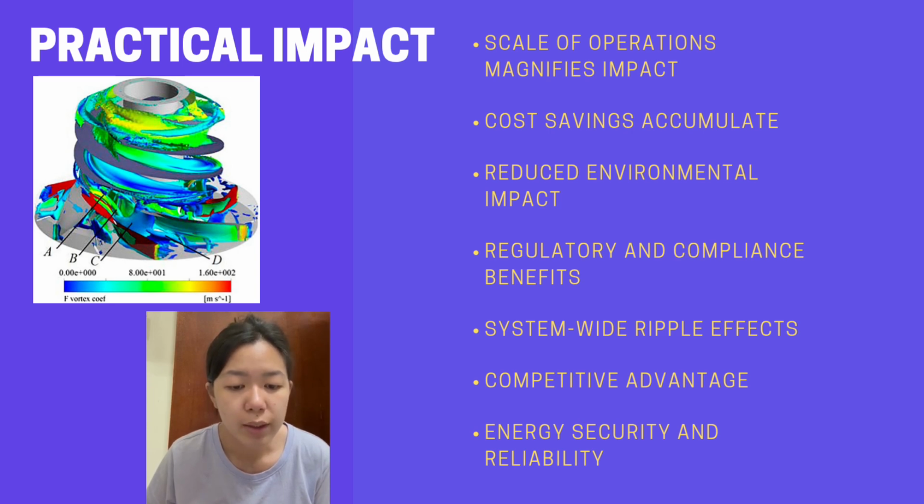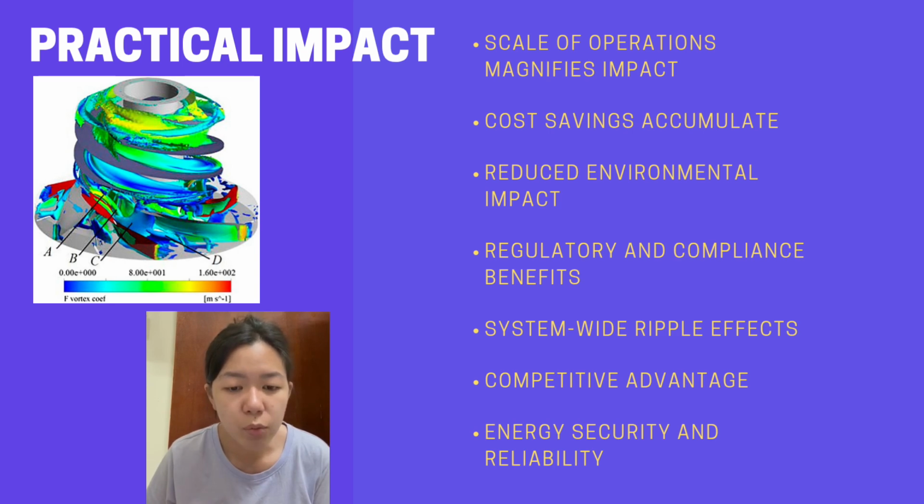For the regulatory and compliance benefits, many regions have strict energy efficiency or emission standards. Improving efficiency even slightly can be the difference between compliance and costly penalties or restrictions.